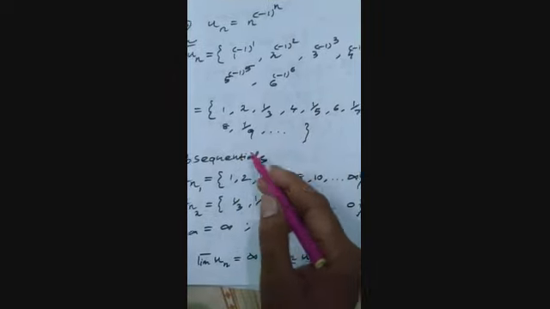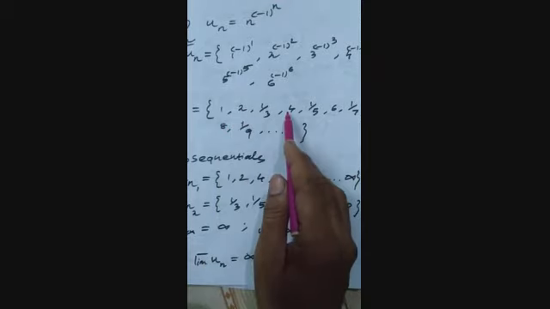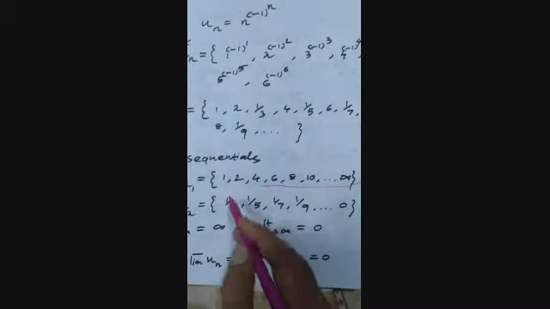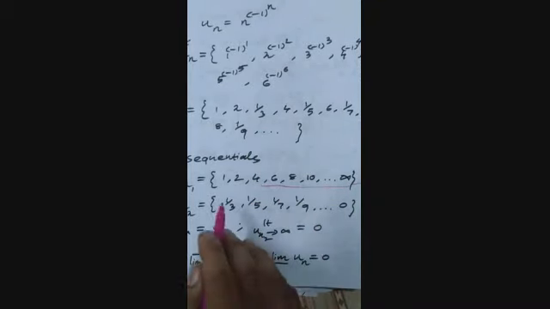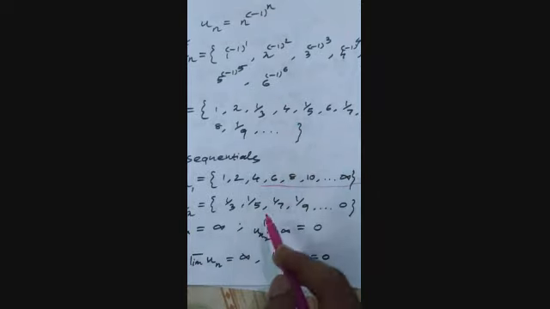We take the subsequence like this: 1, 2, 4, 6, 8, 10, up to infinity. I take the rational terms from this sequence, 1 by 3, 1 by 5, 1 by 7, 1 by 9, and this goes to 0, am I right? So well known, this is the limit supremum, and this is the limit infimum.